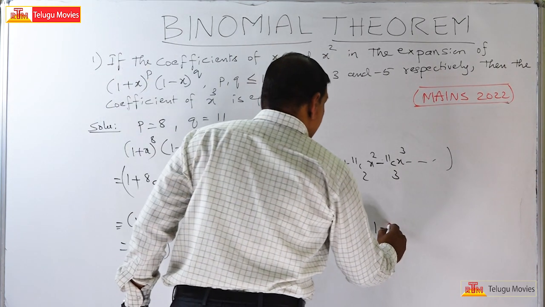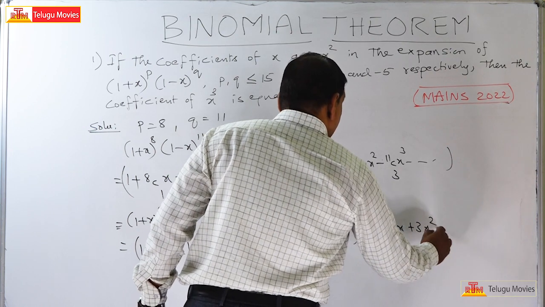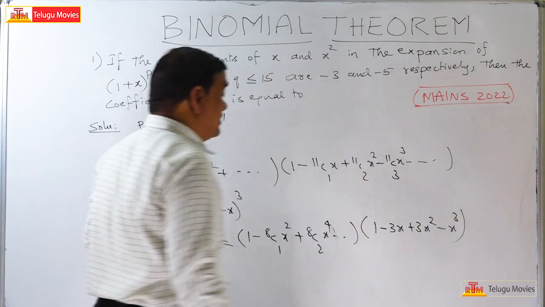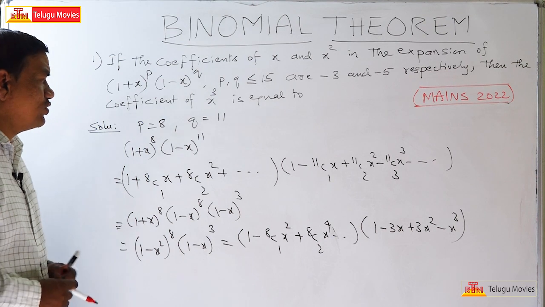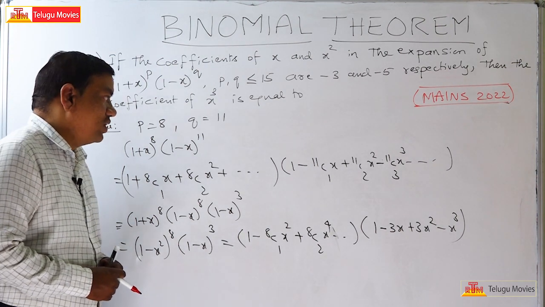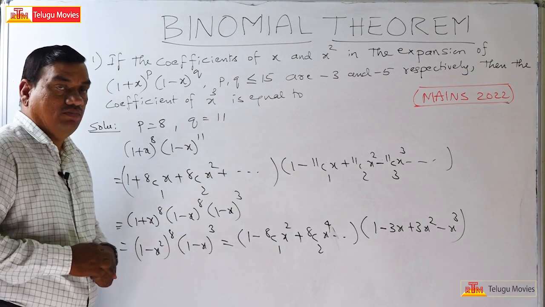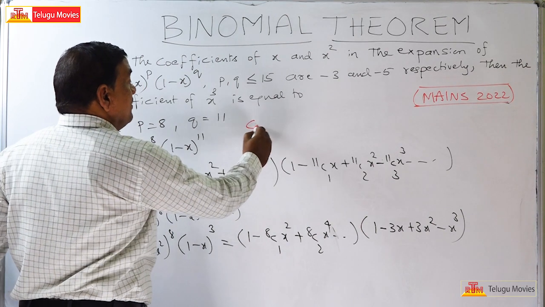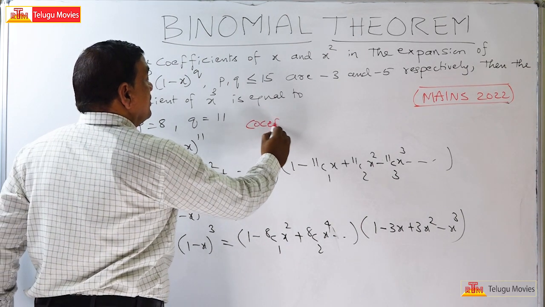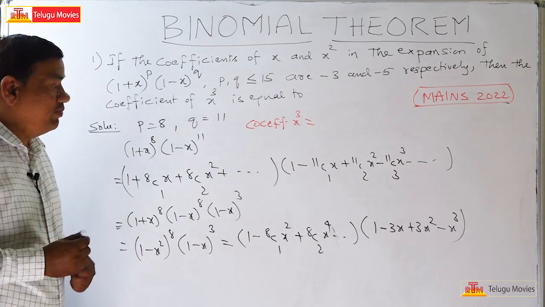The last one is 1 minus 3c1 x plus 3x square minus x cube. So that is minus x cube. A minus b whole cube is a cube minus 3a square b plus 3ab square minus b cube. In this, we can easily get the coefficient of x cube. Coefficient of x cube, I am writing here.